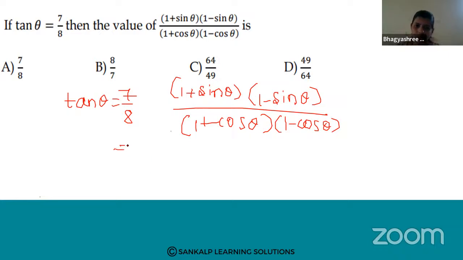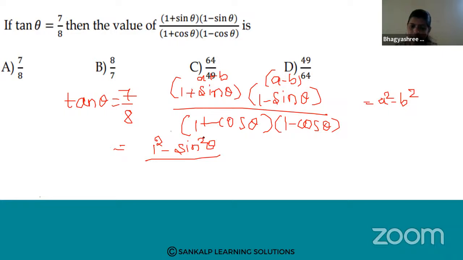That is, see, it is a plus b into a minus b. It is in the form a plus b into a minus b. Yes, my dear children, already you know what is a plus b into a minus b. That is a square minus b square, right? So here a value is 1 and b value is sine theta. Therefore, directly I can write it as 1 square minus sine square theta, right? Divided by 1 plus cos theta into 1 minus cos theta.